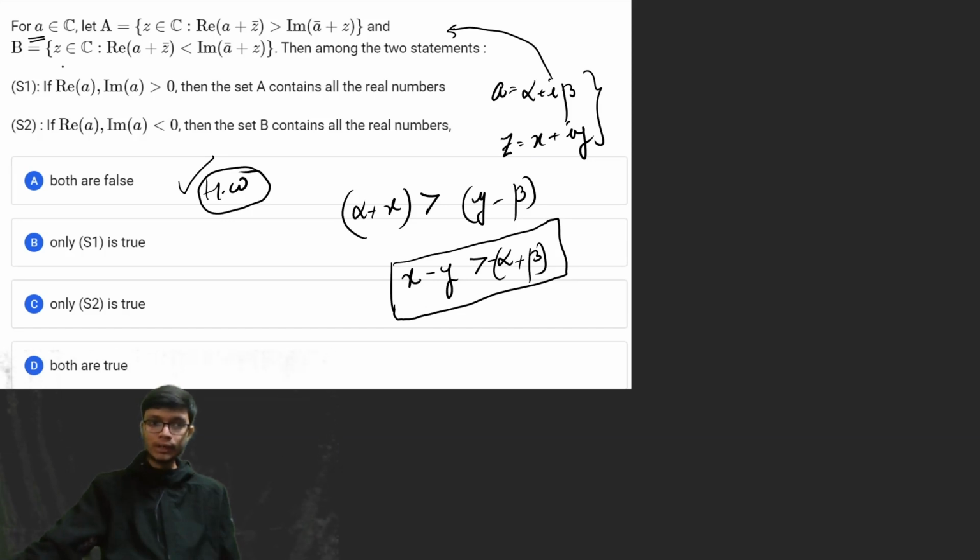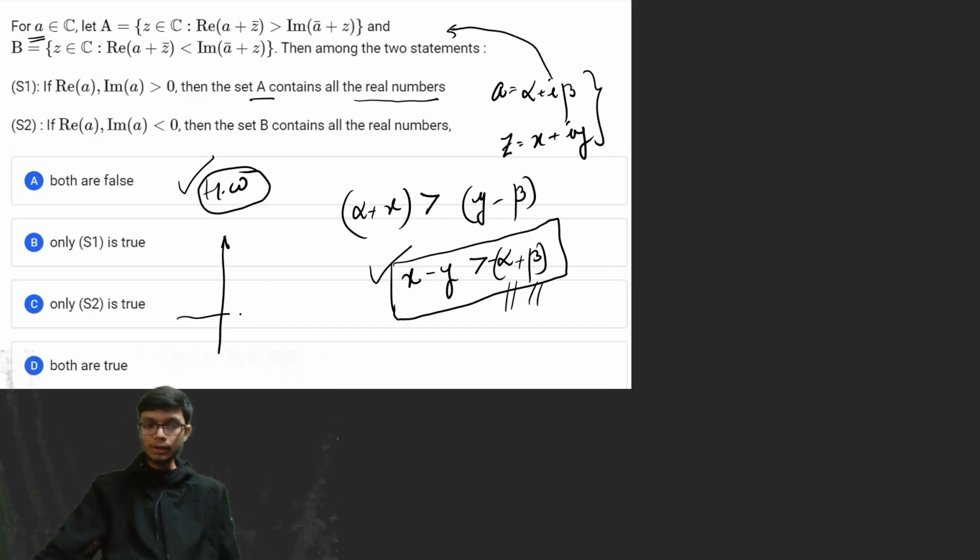Similarly, if you look at statement 1, it is saying that if the real part of a and the imaginary part of a are both positive, then set A contains all the real numbers. So if the real part and imaginary part of a are positive, that means x minus y is greater than some negative value. Because both of them are positive, the sum is also positive, and minus of a positive sum is a negative number. That means x minus y is greater than a negative number.